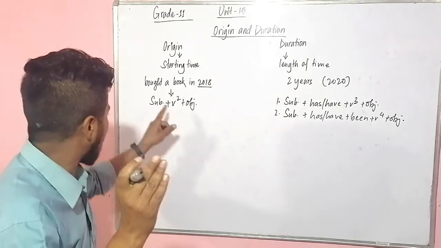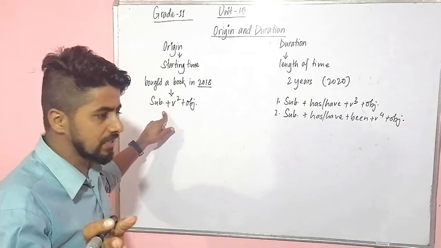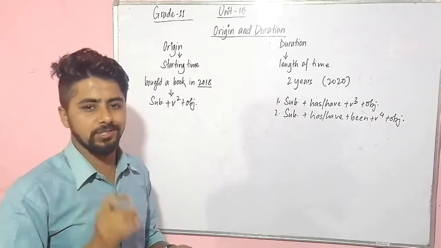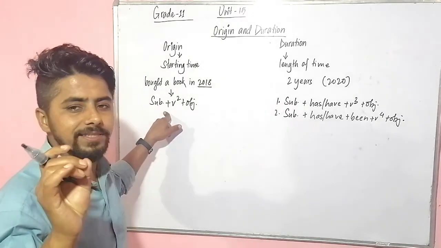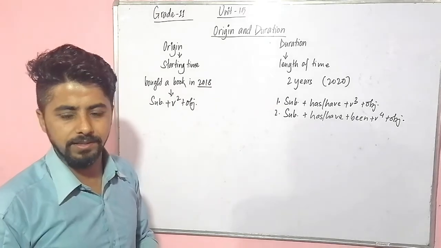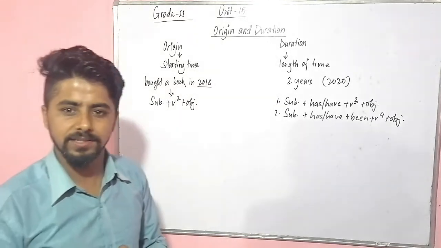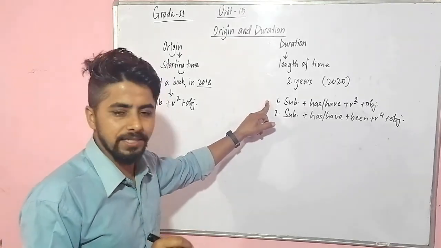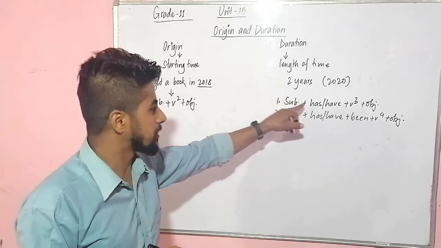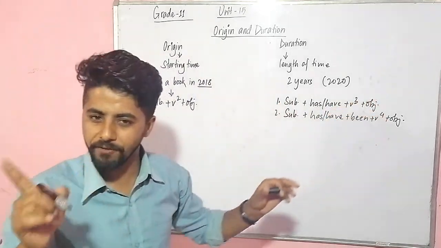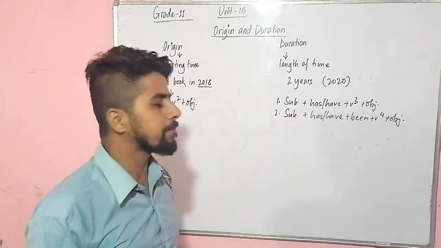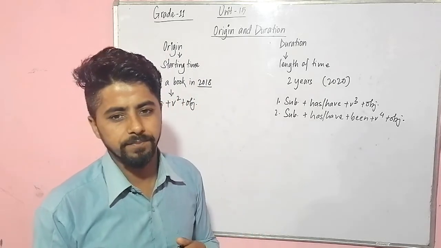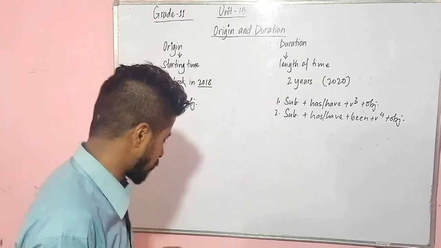Are you getting me? And similarly, the second thing I told you is, when you talk about grammatical structures, normally the simple past tense is used to indicate origin. That is subject plus V2 plus object. It is used to indicate the origin, whereas present perfect tense and present perfect continuous tense, subject plus has/have plus V3 plus object, present perfect, as well as subject plus has/have been plus V4 plus object, present perfect continuous tense, are used to indicate the duration. So make sure you understood these two things.